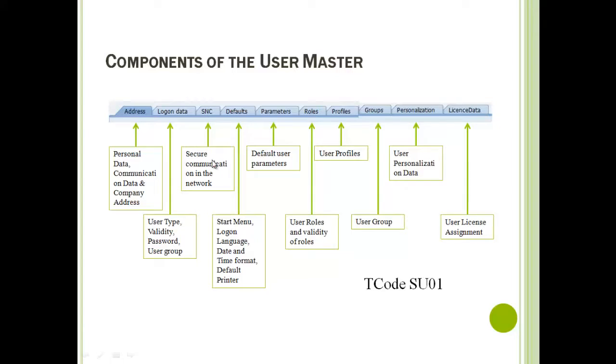And next one is SNC. This is secure communication in the network. SNC full form is Secure Network Communication. Then you will have the certificate which we can define here. Next tab is defaults. In this tab you can define the startup menu, logon language, date and time format and default printers, stuff like this. And next one is parameters. Here we can define the user parameters.